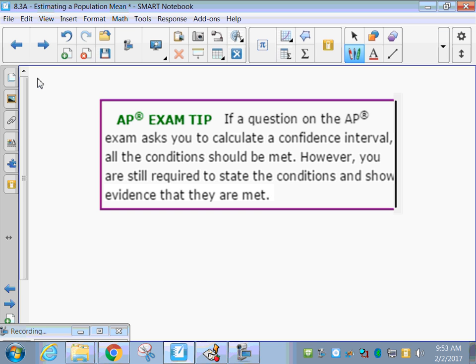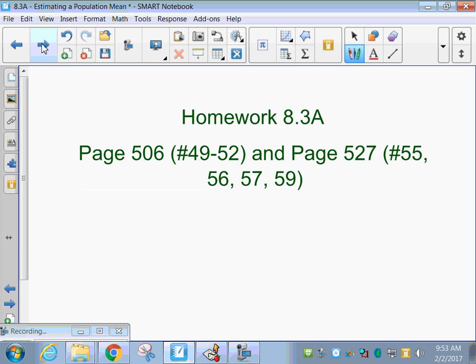All right, if a question on the AP exam asks you to calculate a confidence interval, all the conditions should be met. However, you are still required to state the conditions and show evidence that they are met. So make sure you are showing that you have the evidence that the conditions are met. Hopefully the ones on the AP exam will not be questionable. That would be my hope.